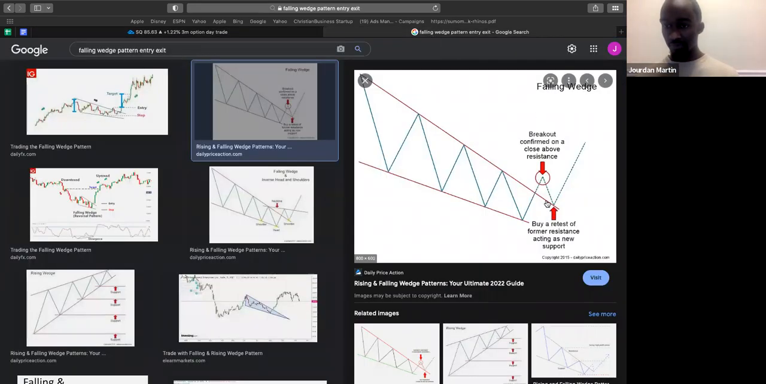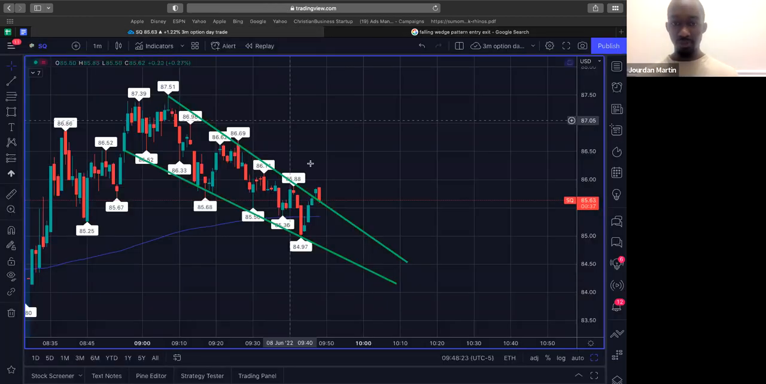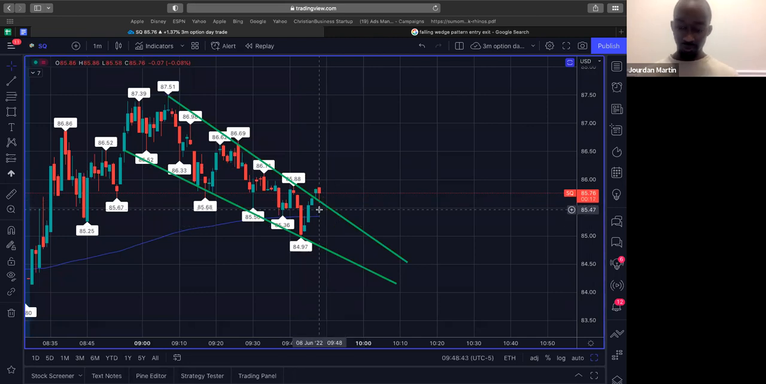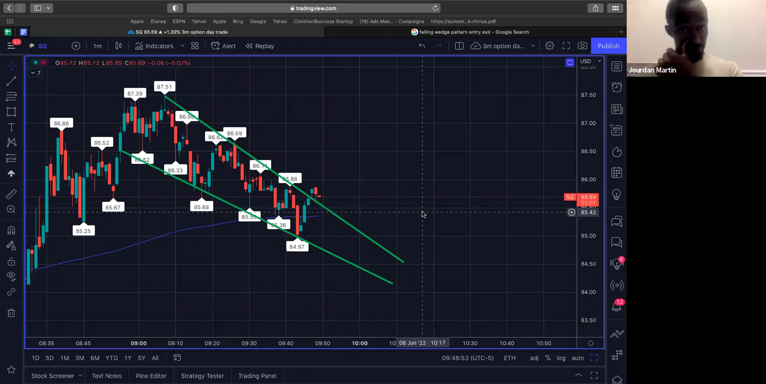All right, and what does it say next? Buy on retest of a former resistance acting as new support. Okay, so now we want to see it actually bounce up off of that. So we saw the close above, we got the retest, and now we're waiting to see if it bounces off, and then we'll go from there. Oh, look at it bouncing. That's crazy. So if I was going to get a contract on this, I'll probably just go one strike out of the money, which would be an 86 call if I was going to do something with it.